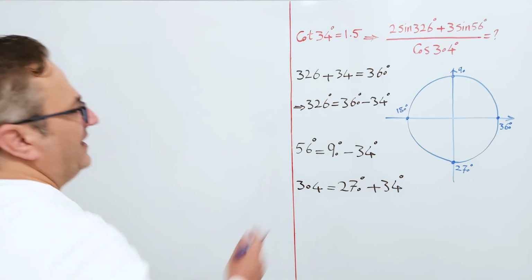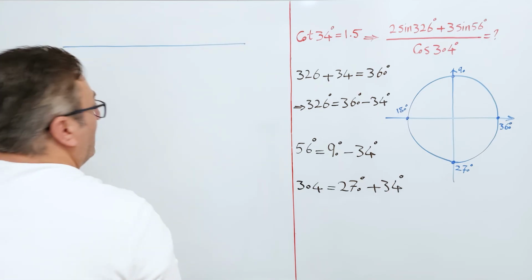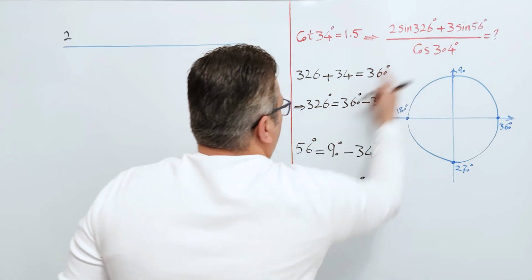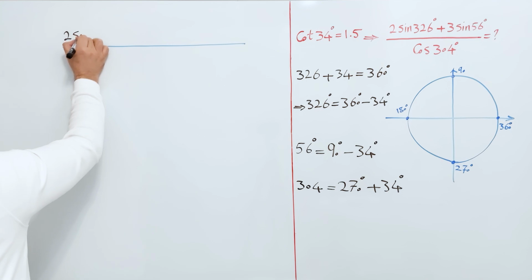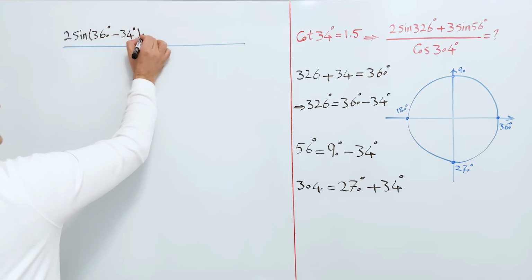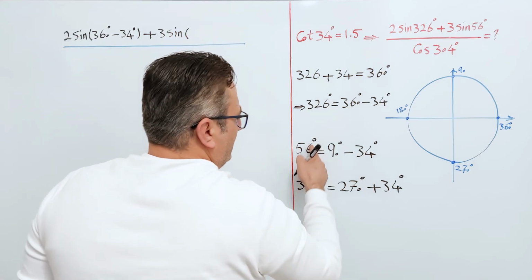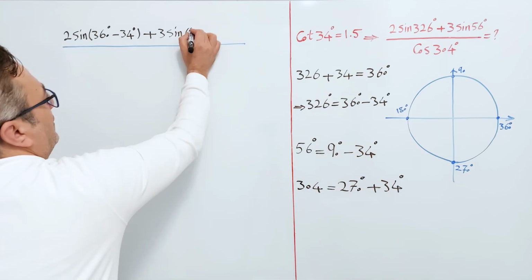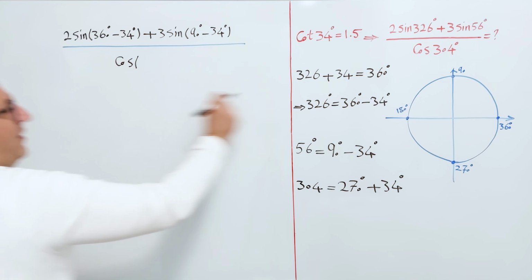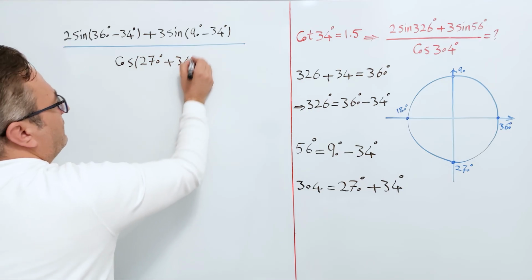Okay, so we can say this fraction is equal to two times sine of 326 degrees, which is sine of 360 degrees minus 34 degrees, plus 3 times sine of 56 degrees, which is 90 degrees minus 34 degrees, divided by cosine of 304 degrees, which is 270 degrees plus 34 degrees.